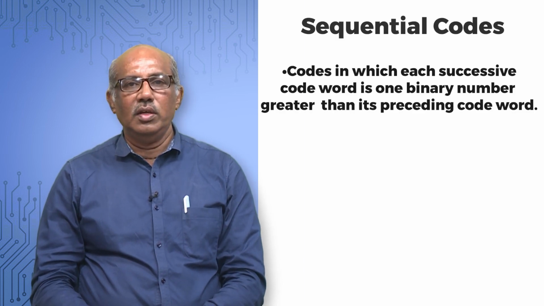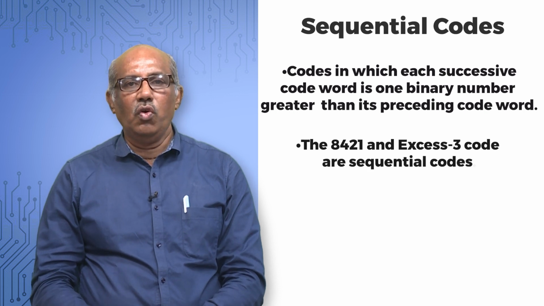Now, we come to the sequential codes. Codes in which each successive code word is one binary number greater than the preceding code word. The 8421 and XS3 codes are sequential codes. The sequential codes can be used for arithmetic operation.